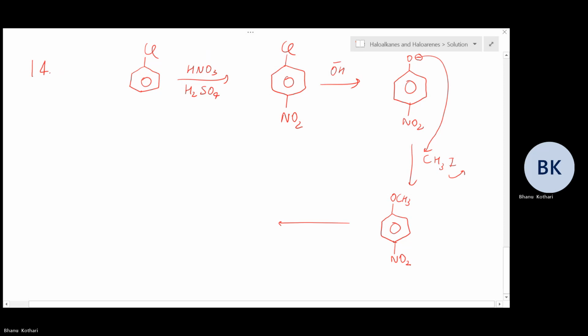Further, when this compound reacts with concentrated H2SO4, sulfonation will take place. So the correct answer will be this: OCH3 group is ortho-para-directing, nitro group is meta-directing. So on this position, sulfonation will take place. Okay. The correct option will be this option.